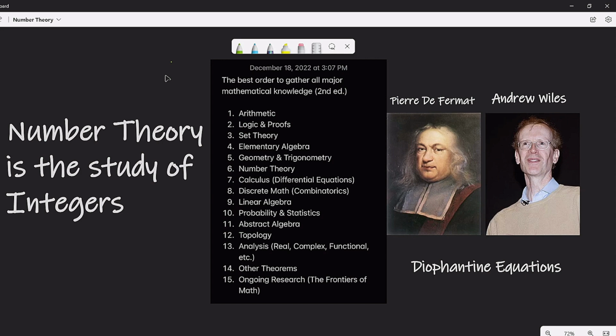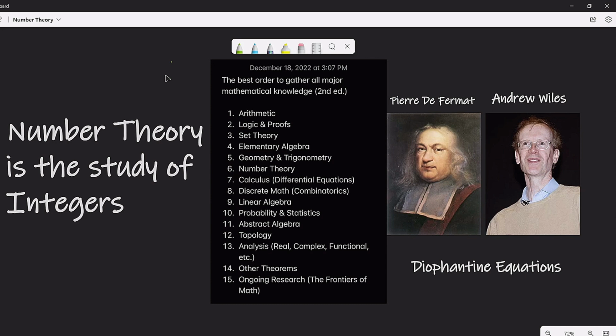I have chosen to lay out an order that I have devised. It's the second edition, and I'm constantly tweaking it. It's the order I think one should go in if they want to take a linear approach to studying math. Number theory actually ranks quite high up there, higher than most academic and educational institutions teach it. They usually teach it later in undergrad, I believe, for a mathematics major. And so I have chosen to put it higher.